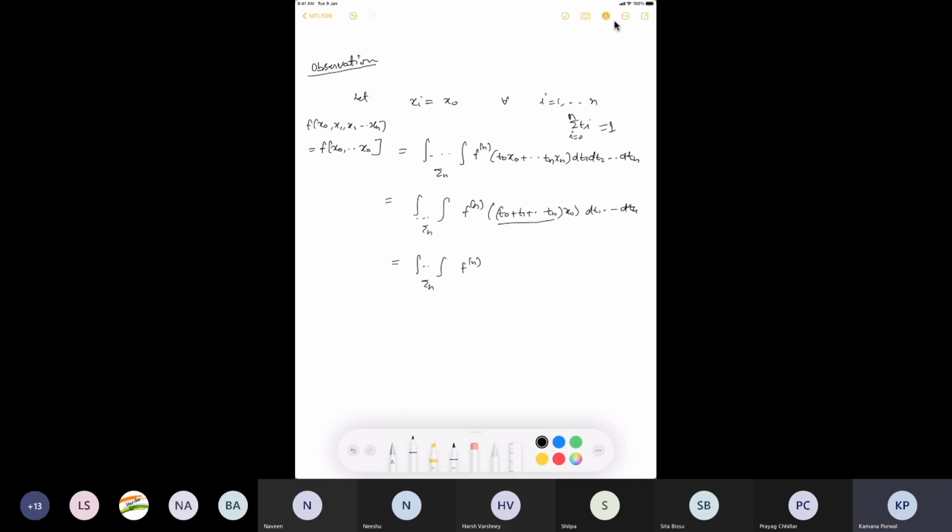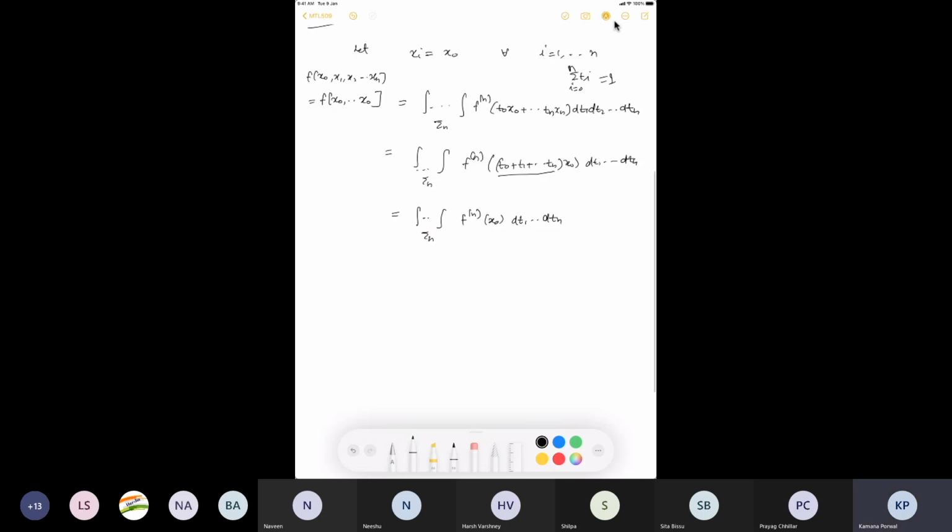So here this sum is 1. So what we are left with is that this evaluation is only at the x naught, right? Now this is a constant with respect to the ti's, so I can take it out. So the integration will be only with respect to the constant 1 here. You have a constant function 1 here, which you are integrating.